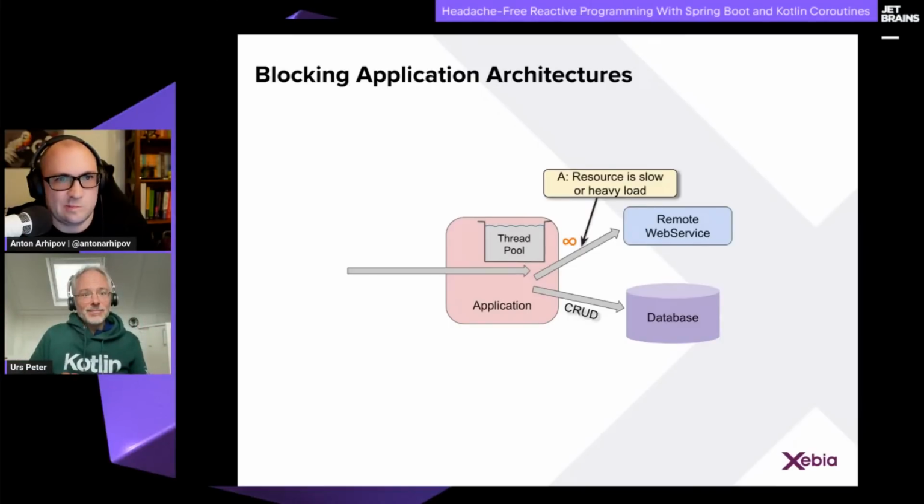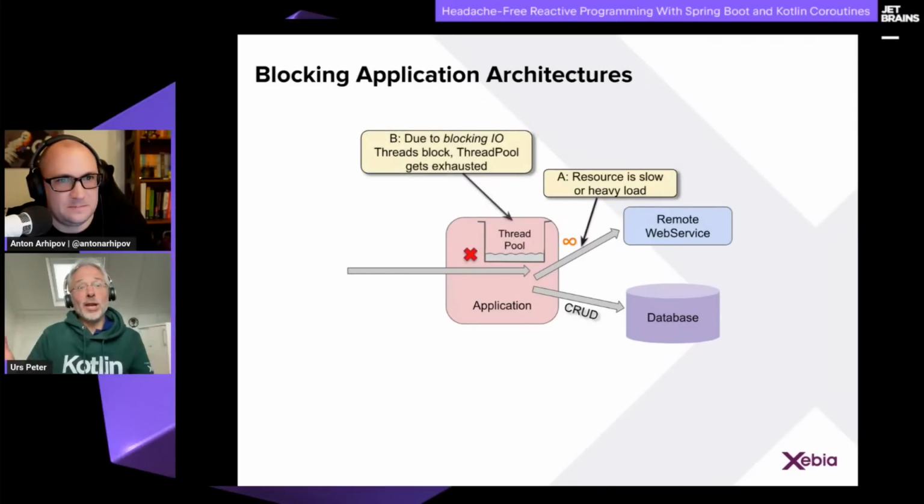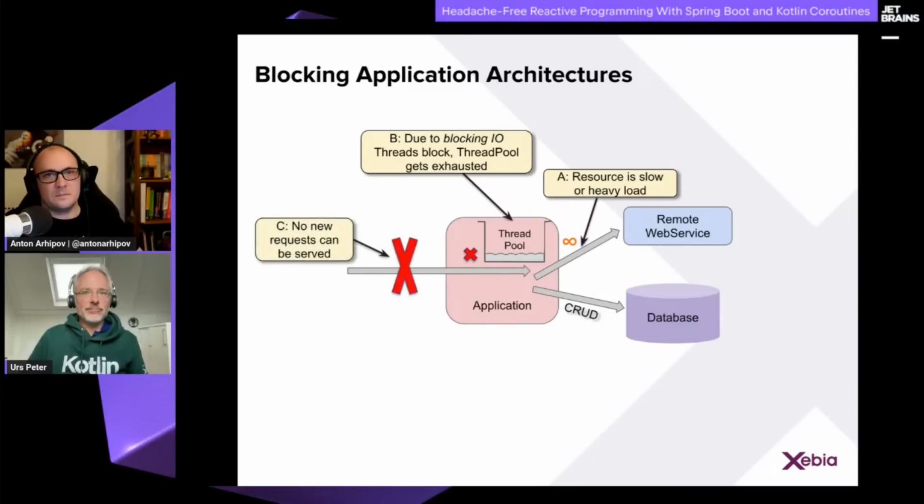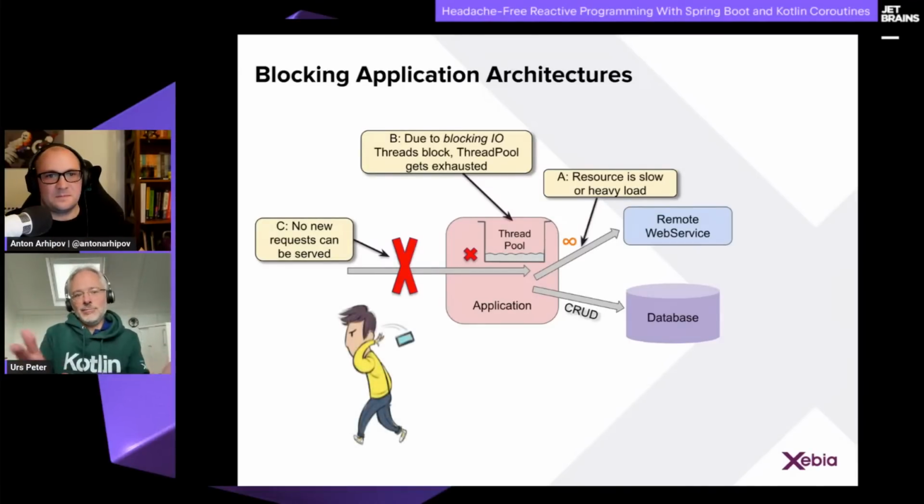Well, if you have a lot of load, what can happen is that your thread pool is exhausted. There are no threads available for new requests because they're all waiting, doing something remote that takes a long time, which leads us to the very inconvenient situation where we cannot accept new requests. This is kind of the best recipe for unhappy users: just not being responsive at all.